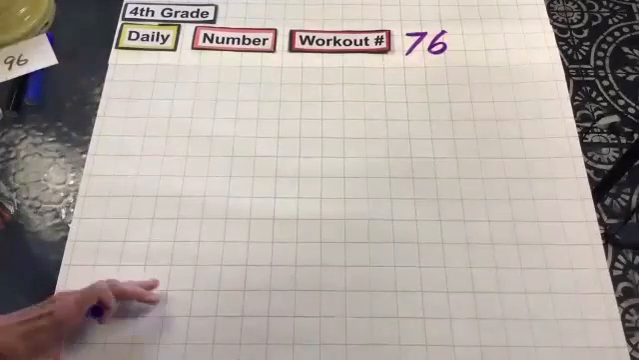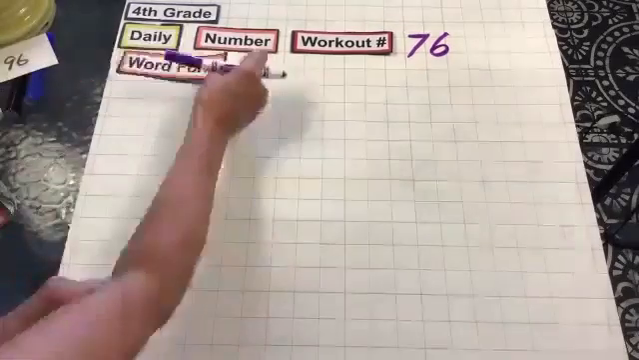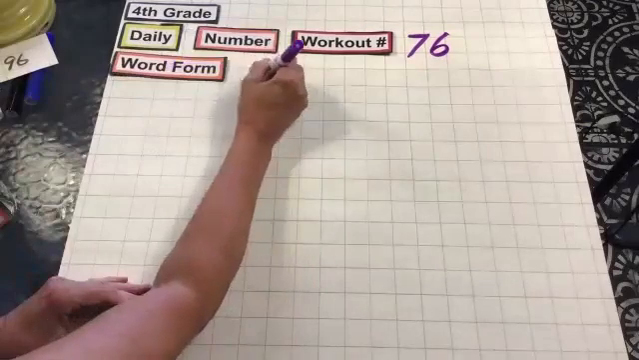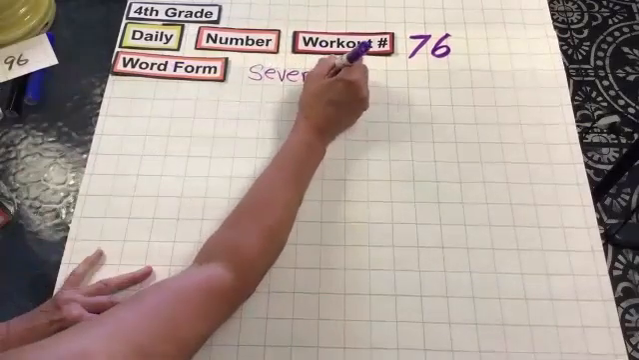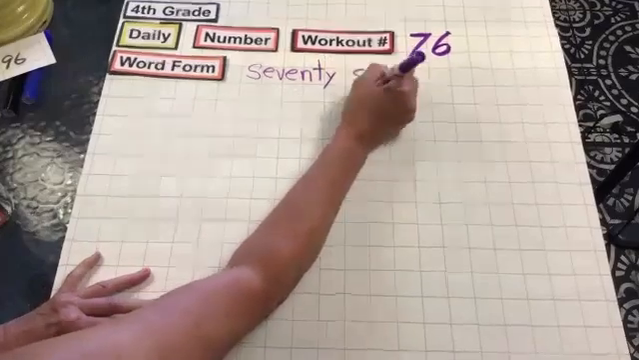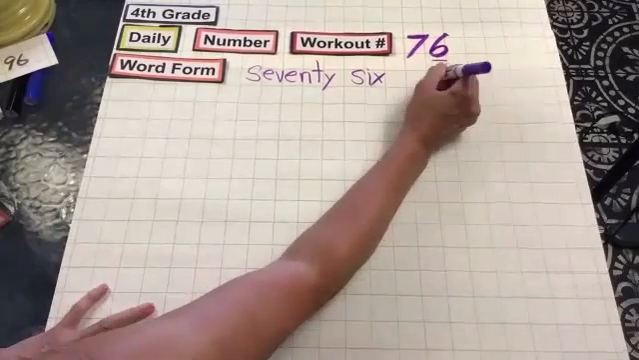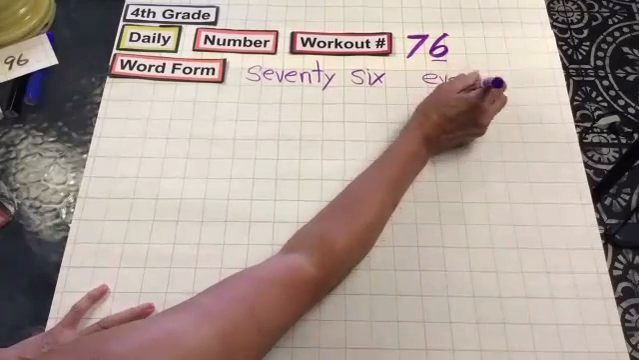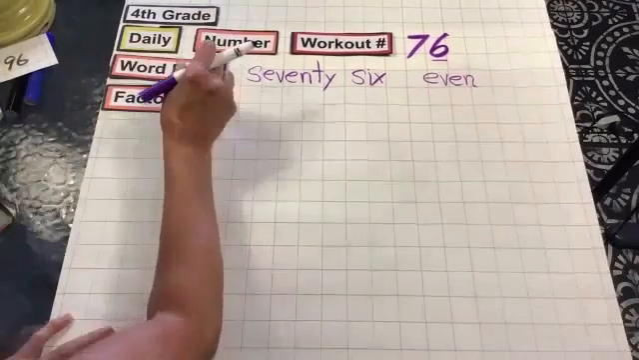Today is the number 76. So let's get started with our word form. 76. And because it ends with a 6, it is an even number. So let's go for our factors.